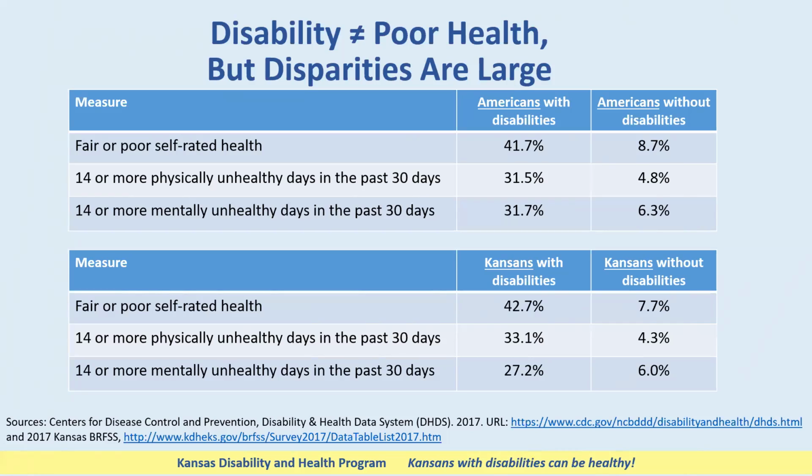There are really very large disparities in both physical and mental health. So you ask people how they rate their health, self-rate their health. Americans with disabilities really have a much higher likelihood of saying that they're only fair or poor. They have many more days of being physically or mentally unhealthy. And so this is a significant disparity. And disability by itself doesn't mean you have to have poor health, but right now we have that problem.